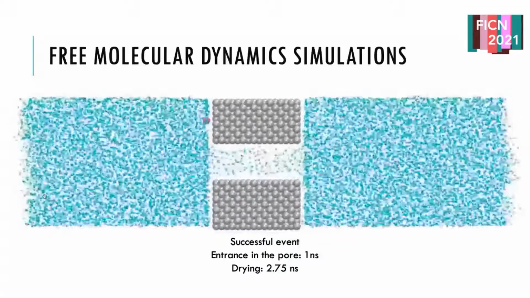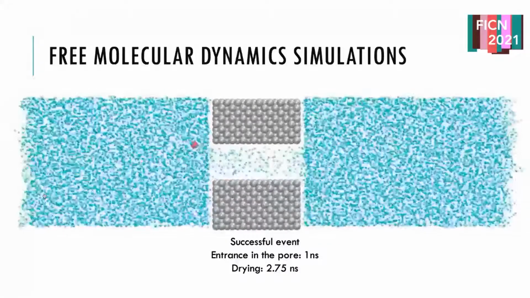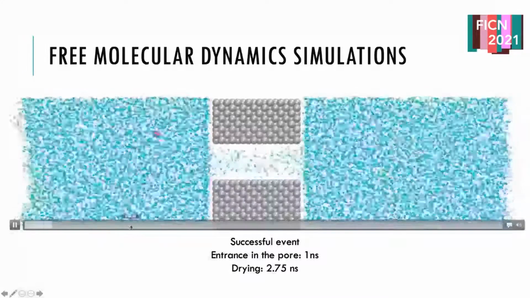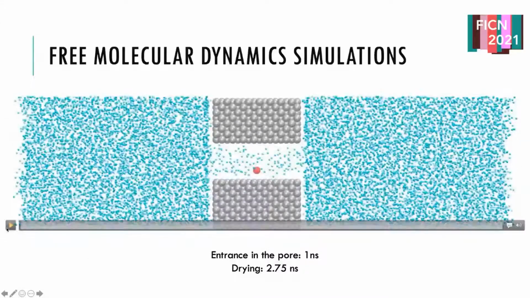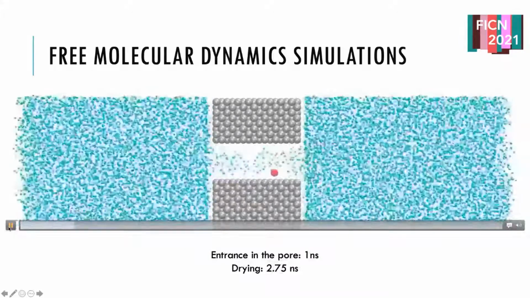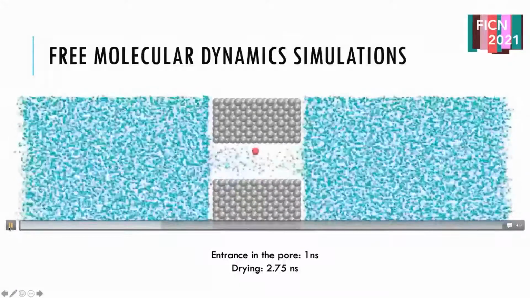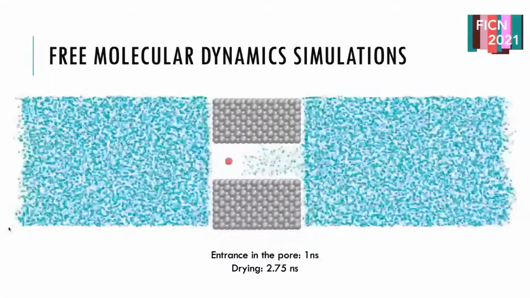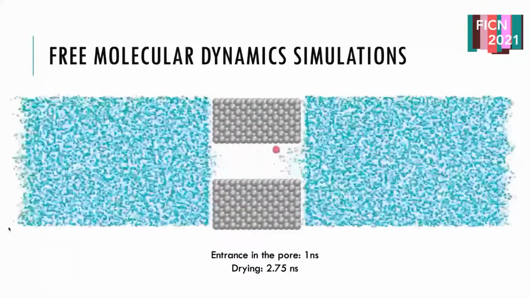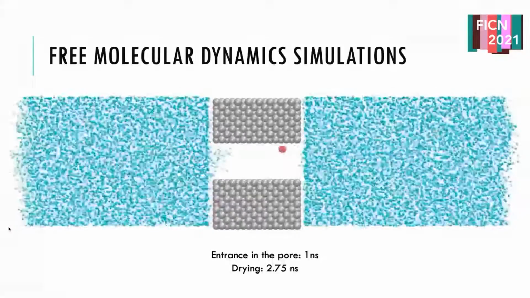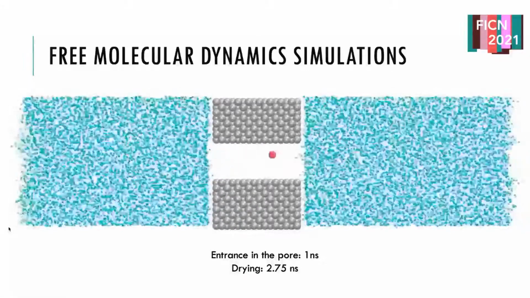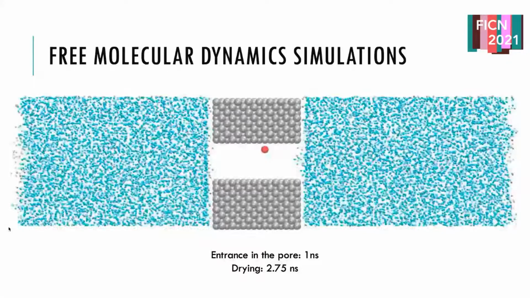We could observe the atom being attracted toward the nanopore, and here you see the entrance of the argon atom inside the nanopore. You see the fluctuation of water inside the nanopore increases, and eventually it leads to the drying of our nanopore. Just to give you a time scale, from the entrance of the argon inside the nanopore, the drying occurs around 2 nanoseconds.